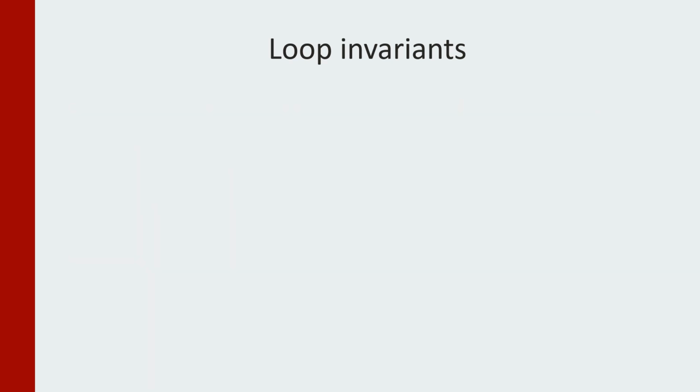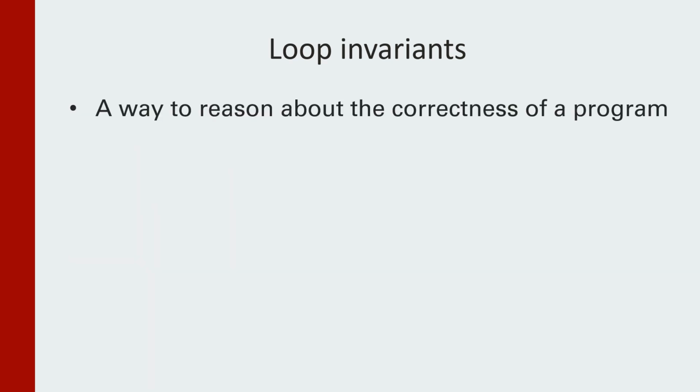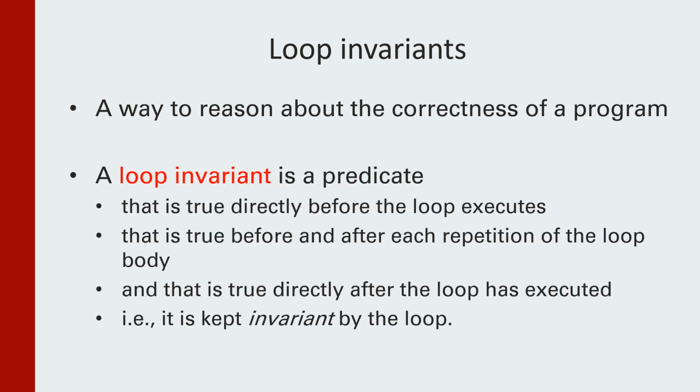So what are they? Loop invariants are a way to reason about the correctness of the program. And more specifically, a loop invariant is a Boolean predicate that is true directly before the loop executes, that is true before and after each repetition of the loop body, and that is kept true directly after the loop has executed. In other words, it is kept invariant by the loop. It doesn't vary, it doesn't change, so it is invariant.